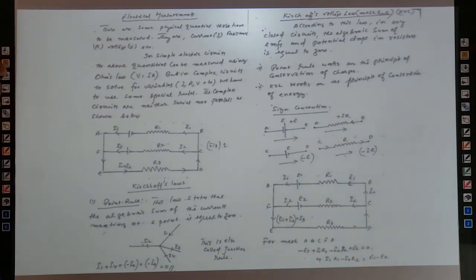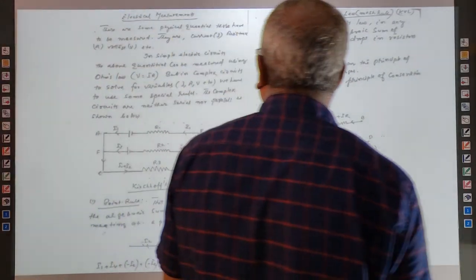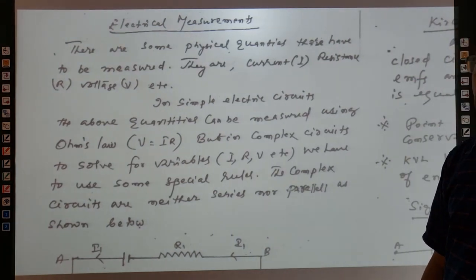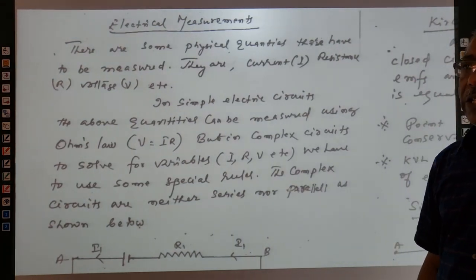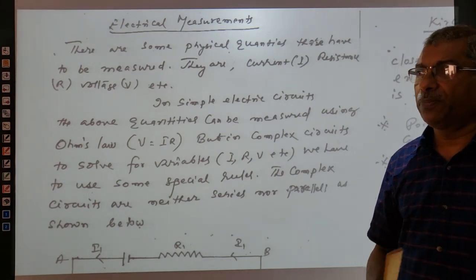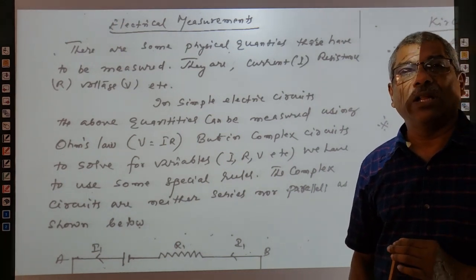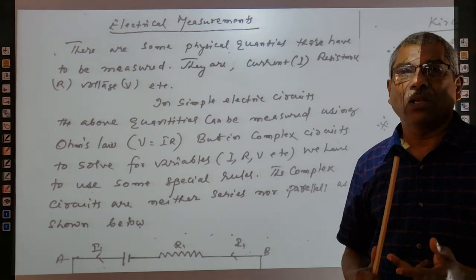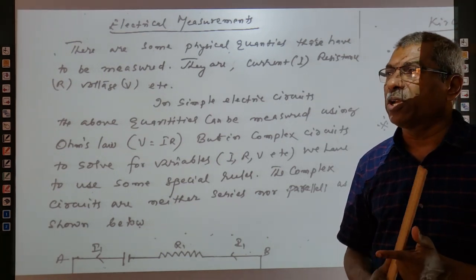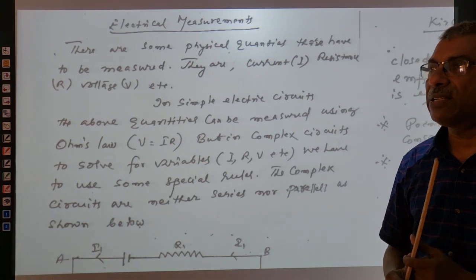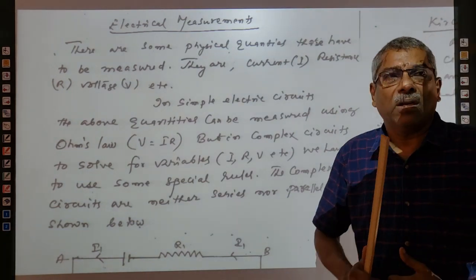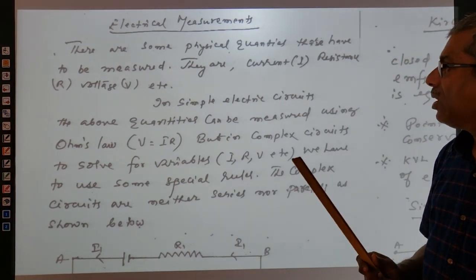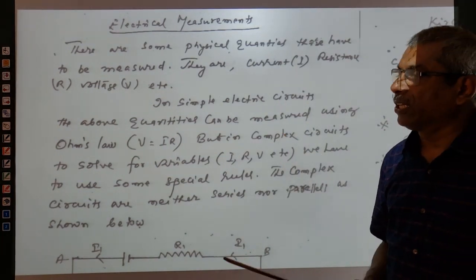In today's class, we are going to discuss electrical measurements. Electrical measurements means, in electricity there are a few variables. Which are the variables? That also everybody knows. Current is a variable, resistance is a variable, voltage is a variable, etc. So all these quantities can be measured. These are all measurable quantities.